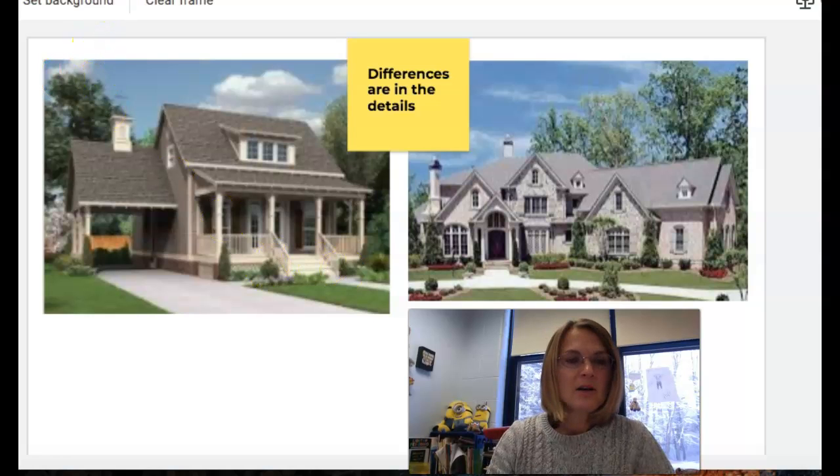So yes, there's a yard, but this yard here has lots of shrubs and bushes in it. Oh, this one has some shrubs and bushes too, but not as many. So let's look at the doors. This is a glass door.